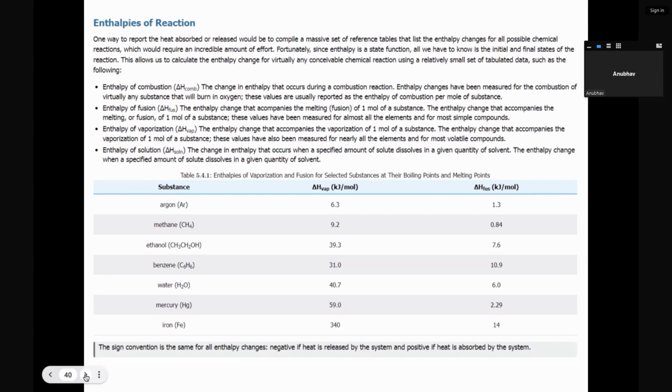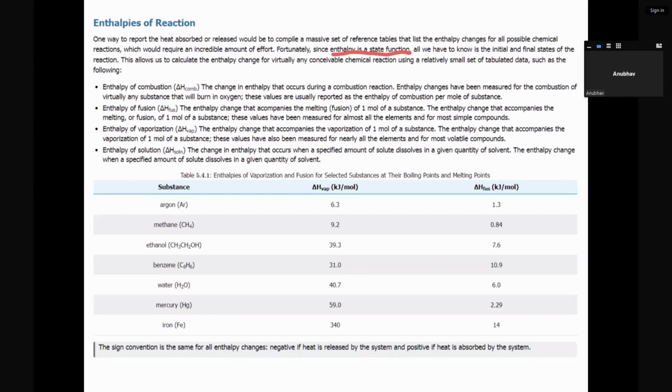We have to know the initial state and the final state of the chemical reaction. Then we can calculate the enthalpy change for virtually any conceivable chemical reaction using a small set of tabulated data. Since enthalpy is a state function, its value does not depend on the path or the route that is taken. So it is a state function.